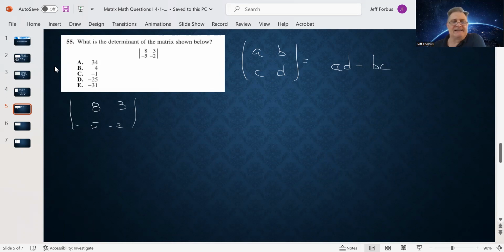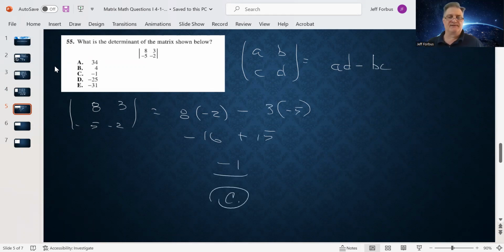So we got A and D. So we have 8 times a negative 2 minus 3 times a negative 5. So 8 times negative 2, negative 16. Now negative 3 times negative 5 is plus 15. Negative 16 plus 15 is negative 1. And so our determinant is negative 1. That is answer choice C.